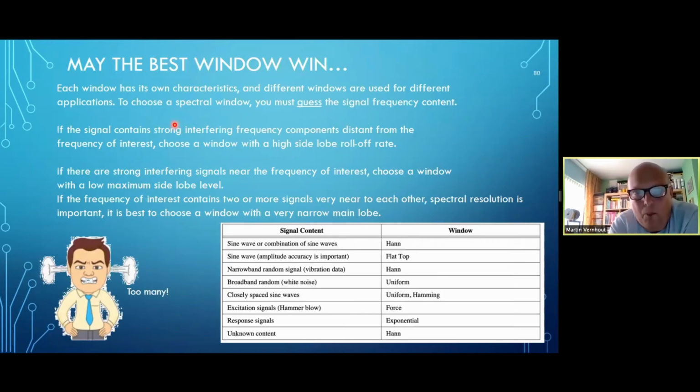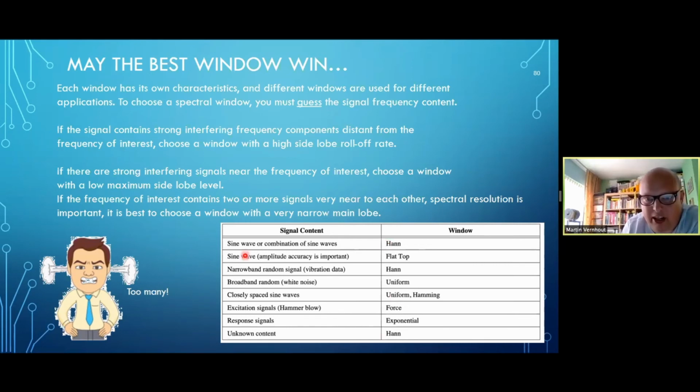So we have windows. Those window functions are actually the same window functions we've used for the DC and AC estimate. Each window has its own characteristics, and there are so many windows because they all make it better, but they are there for a reason. So, for example, if we have closely spaced sine waves, then you might want to go for a uniform window, which is no window at all, or a Hamming window.